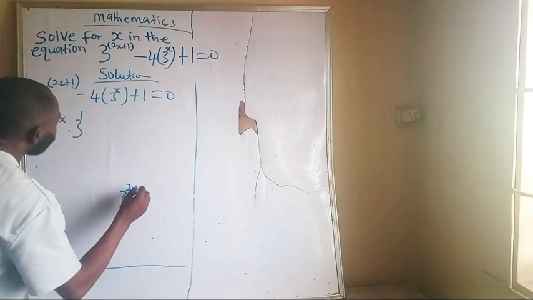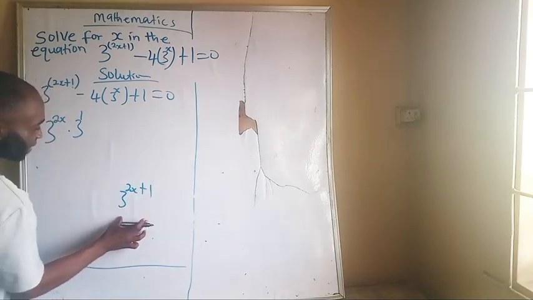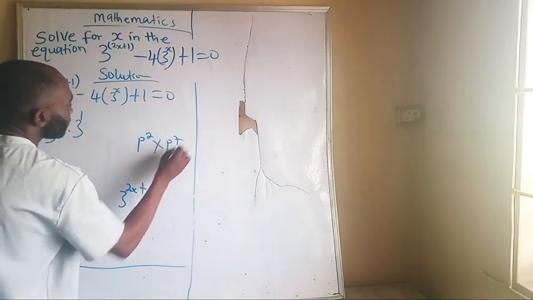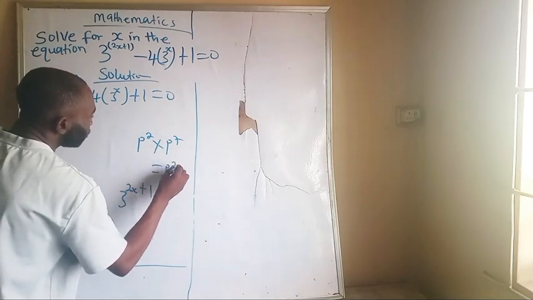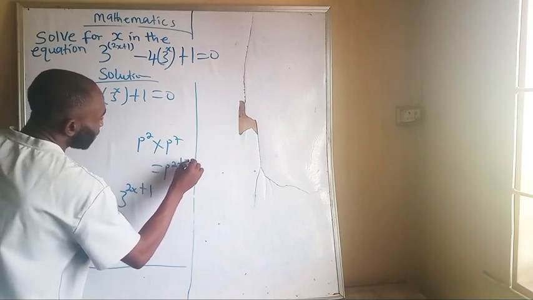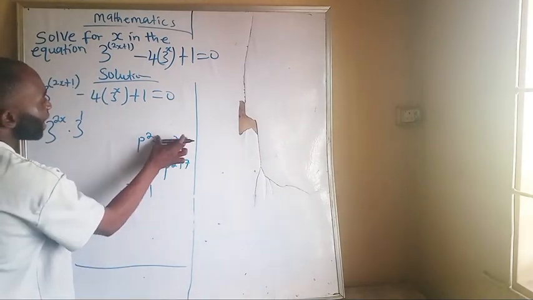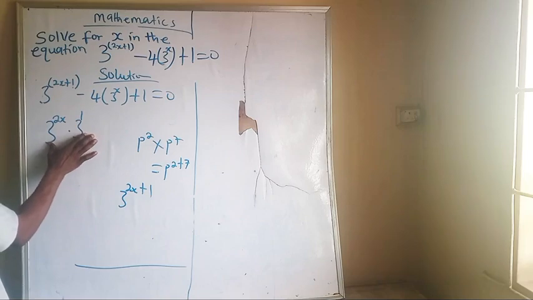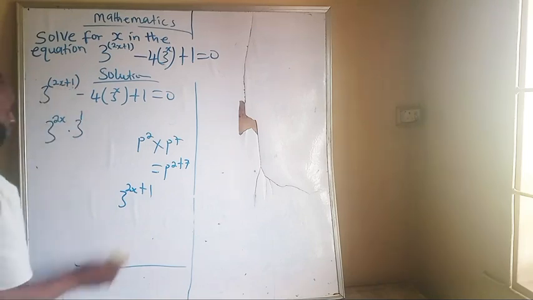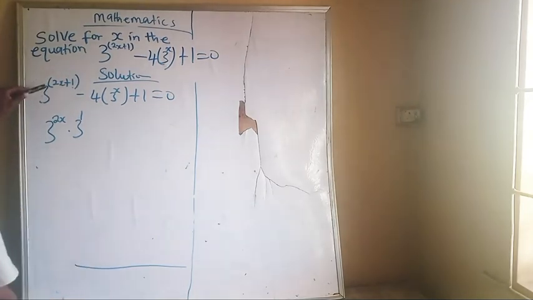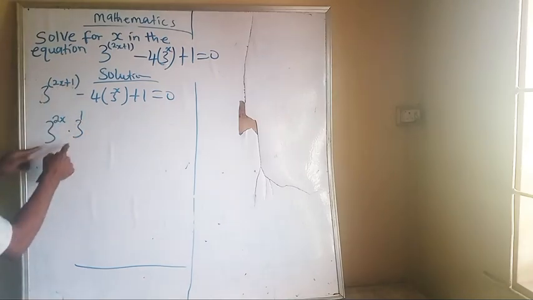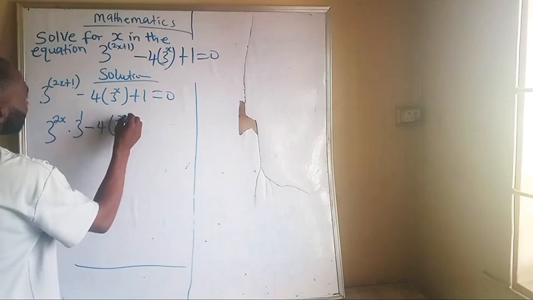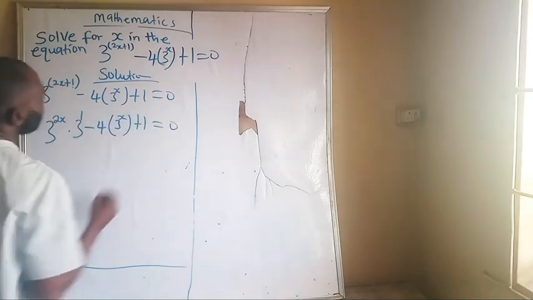Because we have 3 to the power of 2x plus 1, and the law of indices, the multiplication law, states that if p raised to the power of 2 is multiplying p raised to the power of 7, this is the same thing as p raised to the power of 2 plus 7. That is, when the bases are the same, add the powers. So that is what happened here. This is how the equation was before we take it to this form. So now, since we know that when the bases are the same, we add the powers, this is what we have here. Then minus 4 bracket open 3 to the power of x bracket close 1 is equal to 0.